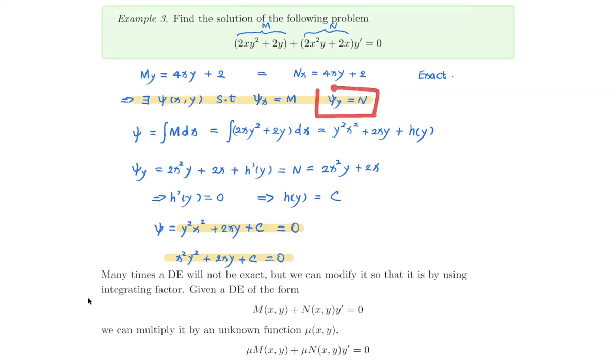So let's take the partial derivative of psi with respect to y. That's going to give you this. We know it equals n, so you let it equal n, and you can find your h prime of y. After you know your h prime of y, you can take the integral to get your h of y. And you plug it back in, whatever you get is going to be your final solution.